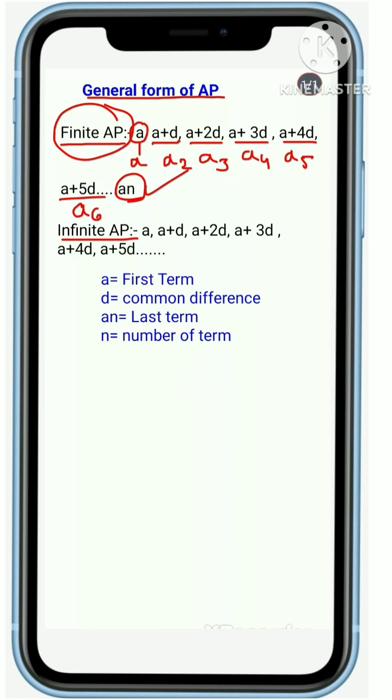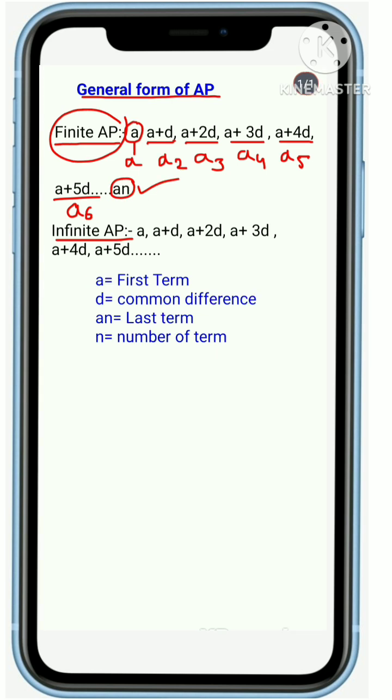Students, in AP we use different abbreviation which you should keep in mind. जैसे कि यहाँ A represents first term of AP, D represents common difference of AP, AN represents last term of AP. Similarly, N represents number of term of AP.